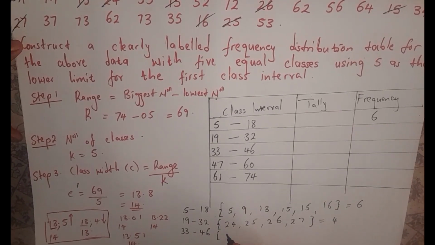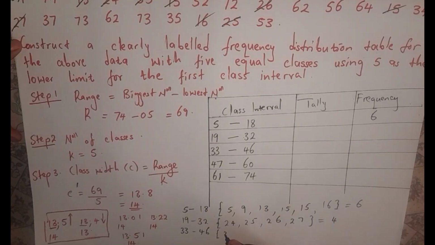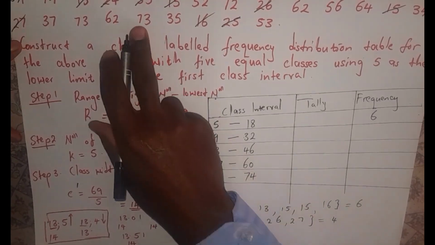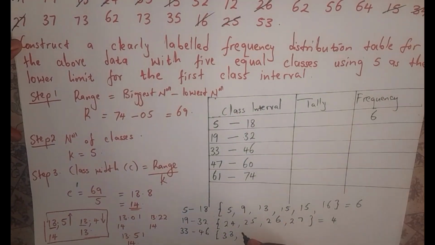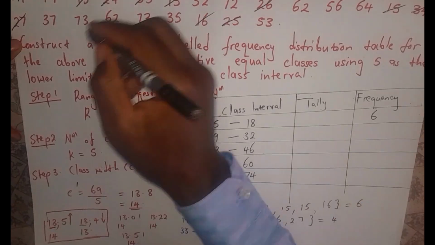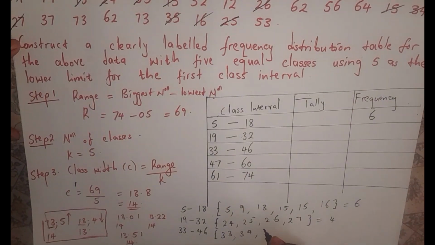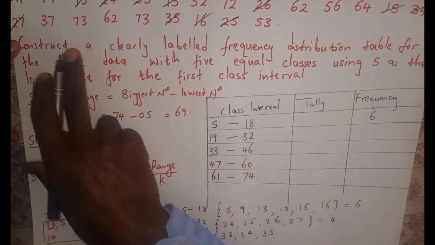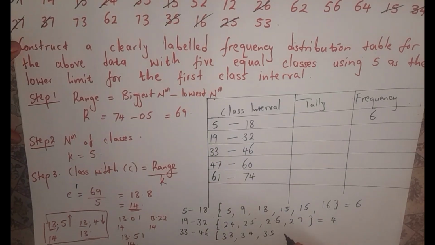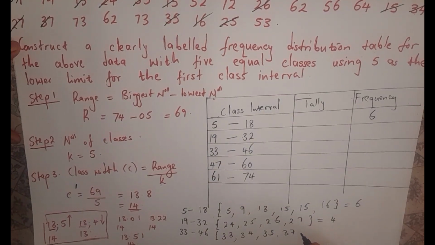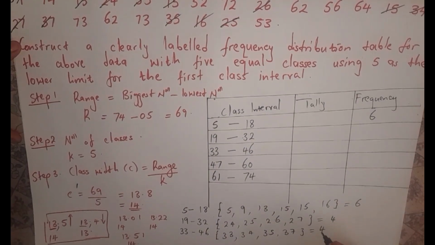And then in the interval 33 to 46, we are having 33, and then we are having 34, and then 35, and then lastly 37. So here we are also having the frequency of 4.